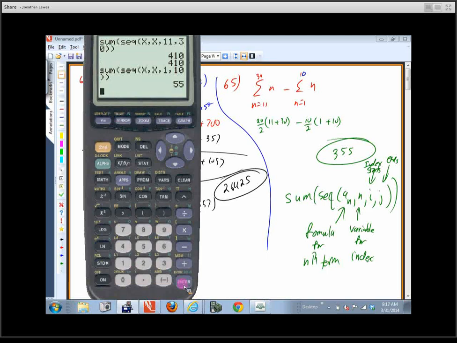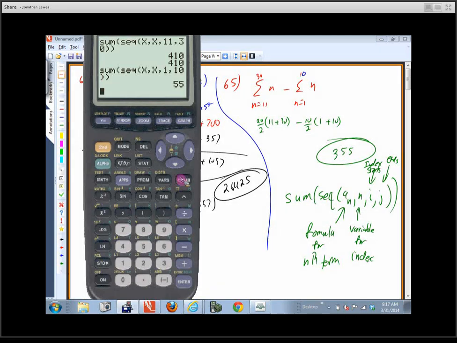So if I do 410 minus 55, let's see. Oh yeah, 410 minus 55 would be 355, yep. The 410 minus 55, 355 right there, okay? Pretty easy once you type the command in and you get used to where to find stuff. Okay, any questions?